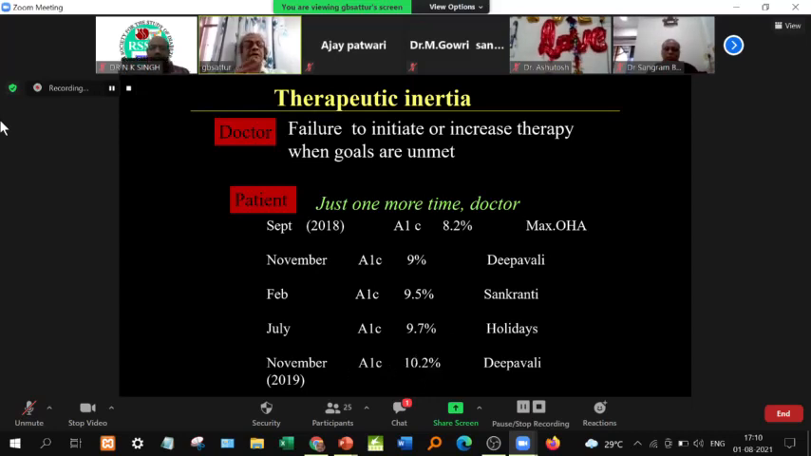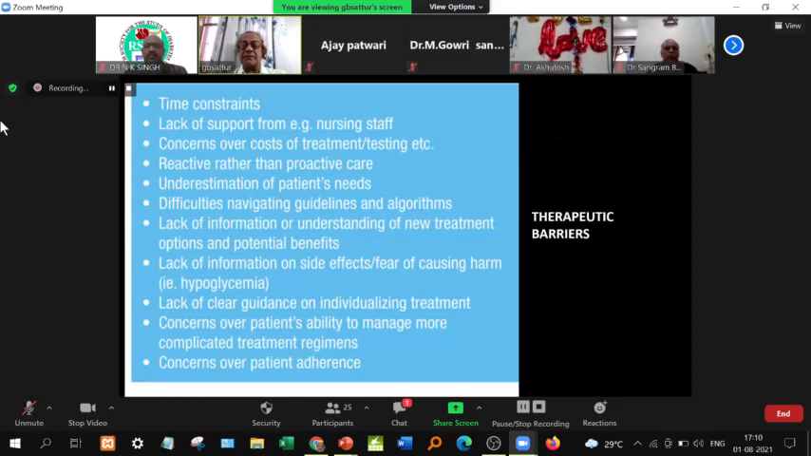So therapeutic inertia on the part of the patient, in India at least, is extremely important, and we must give real importance to this. Then, of course, the therapeutic barriers: we saw the time constraints, and we saw that we aren't really updated. We are more reactive to patients than proactive. Some of the consultants towards the end of the day lose their patience and try to shun off the patient. And of course, sometimes navigating guidelines may not be easy.